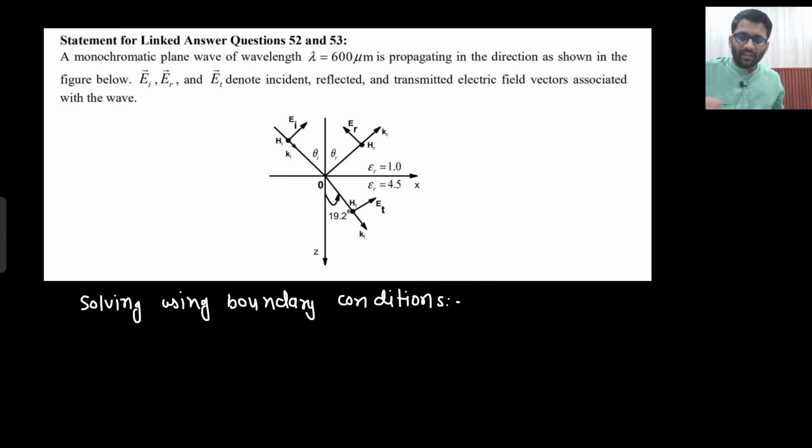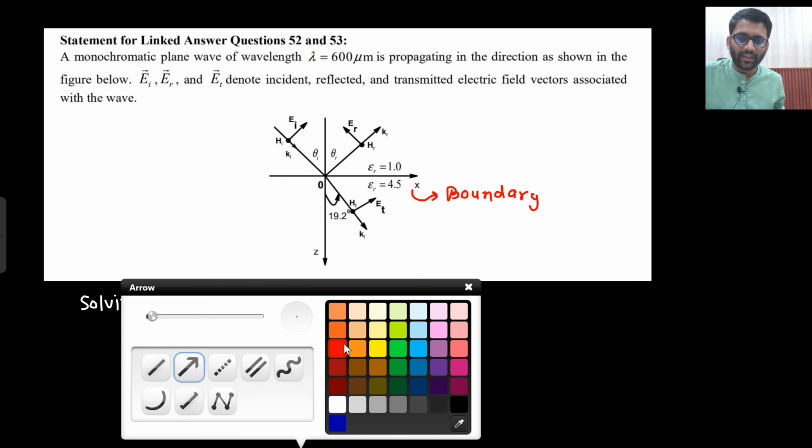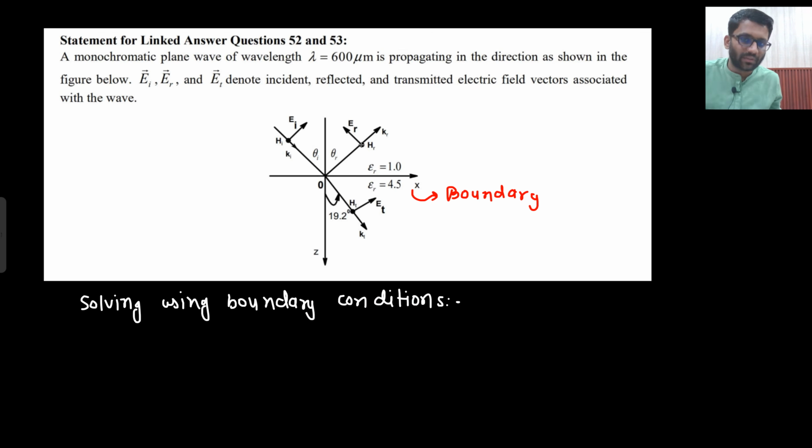So this is my boundary, right? This is my boundary. This is your boundary. Because the wave is coming like this and it is being reflected, so this has to be the boundary. If this is my boundary, I need to find the component along the boundary. So this would be the tangential component, the component along the boundary.